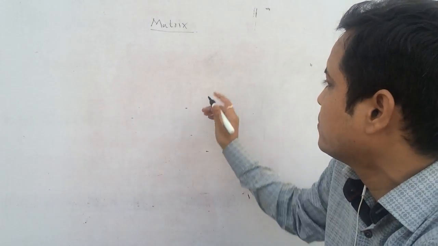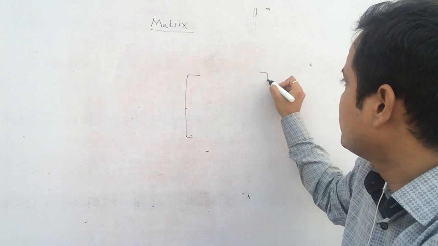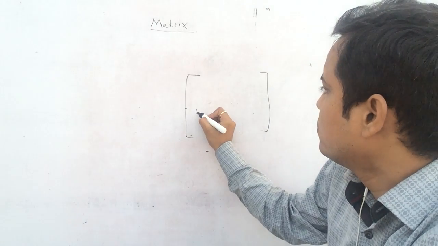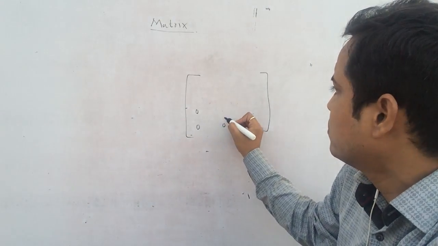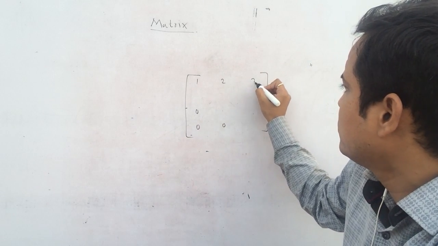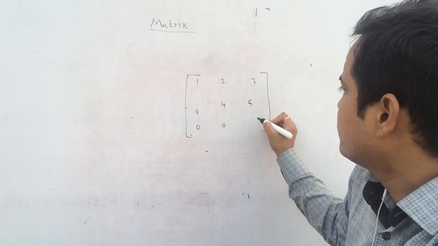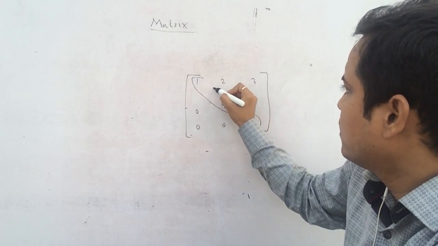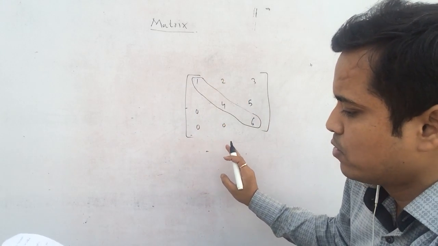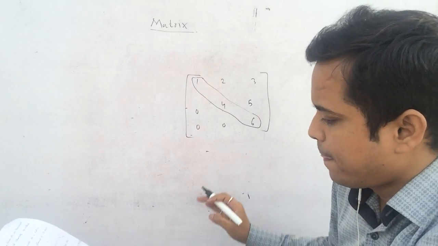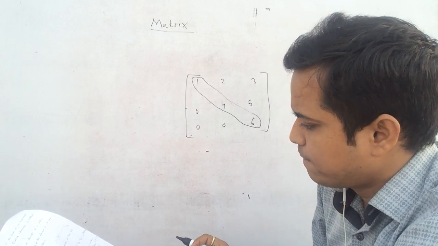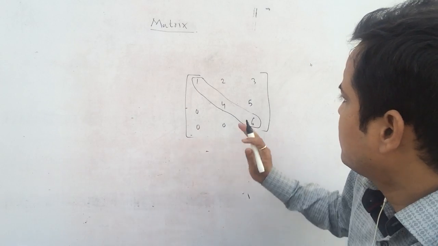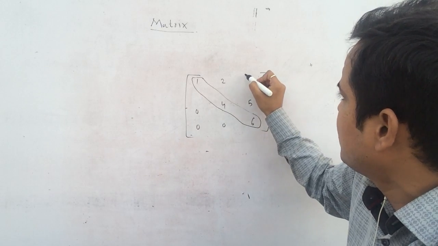Okay, so here if I say 0 0 0 1 2 3 4 5 6, it is the diagonal. This is a lower triangular matrix. Yeah, lower triangular or upper triangular. This one is upper triangular. Here see the element in the upper triangular.